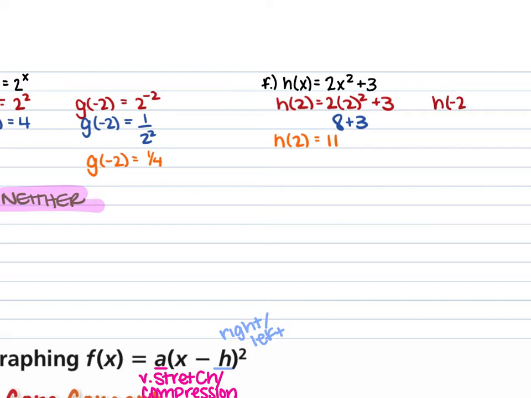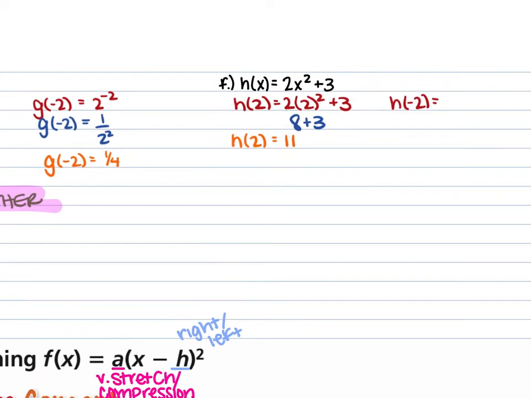For h of negative 2, we're going to have 2 times negative 2 squared plus 3. So the negative 2 squared is 4, times 2 is 8, plus 3. So h of negative 2 is 11. These two are the same numbers. So when you compare them and you see that they are the same, they give us an even function.